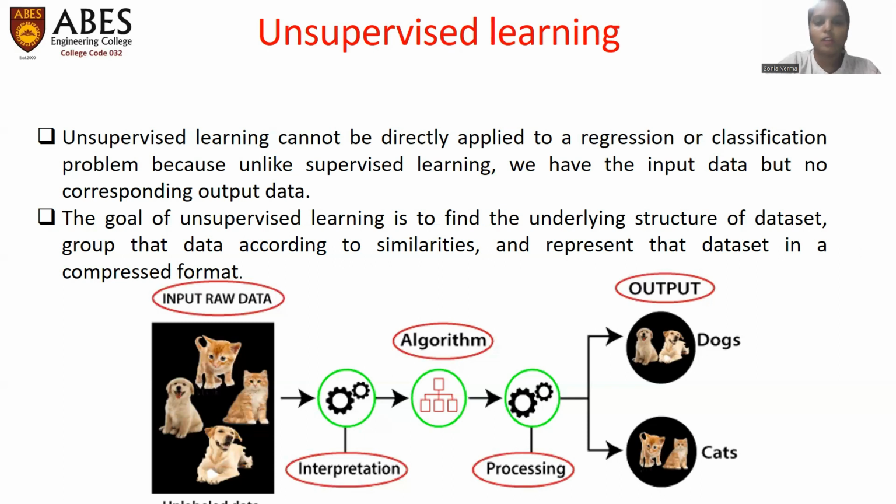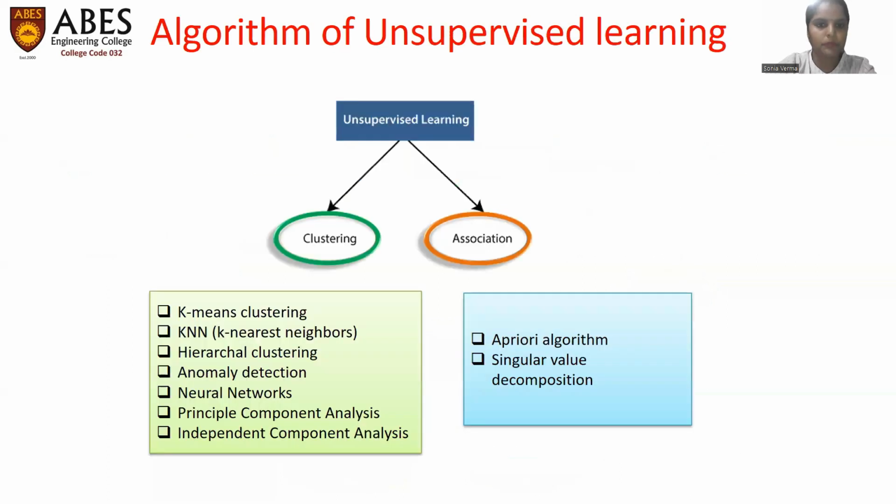So the goal of unsupervised learning is to find the underlying structure of the dataset, group the data according to the similarities, and represent the dataset in a compressed format. Now, next, what are the types of unsupervised learning? There are basically two types. The first one is clustering and the second one is association.